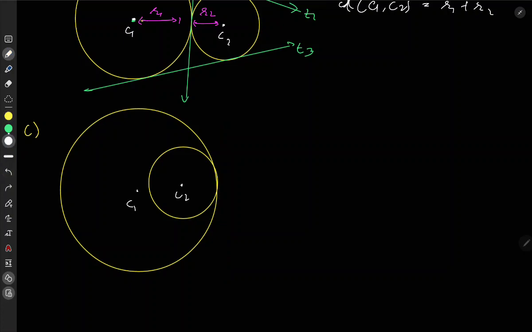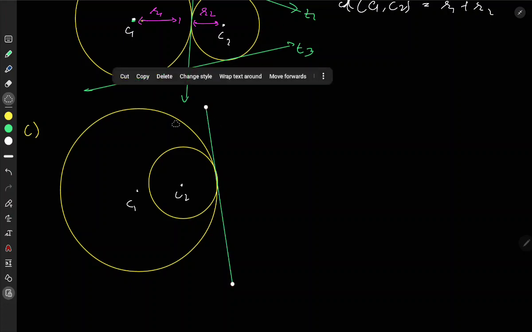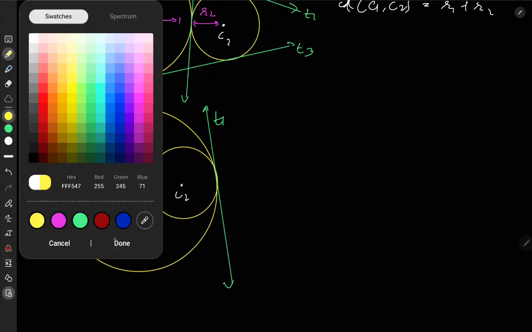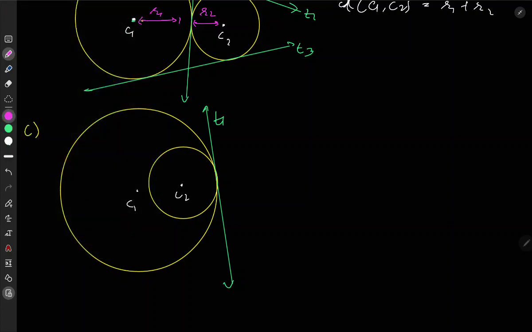I'll draw it with green. This is the common tangent. Let me just rearrange it a bit. This is the common tangent, and let me name it as T1 for them. And now let's see the distance between them. So the distance between C1, C2 is equal to R1 minus R2.